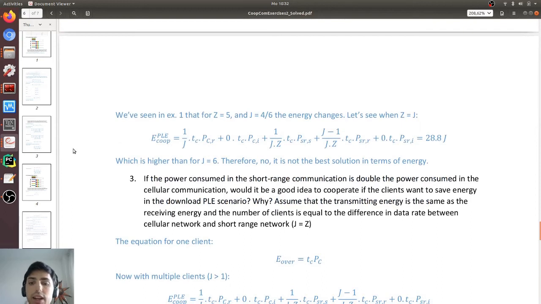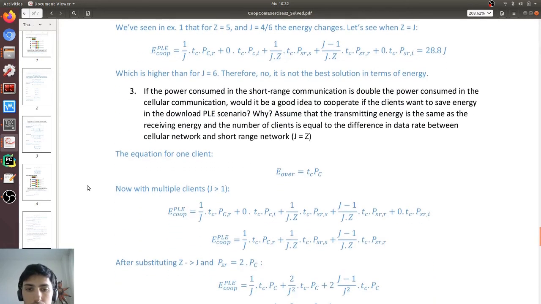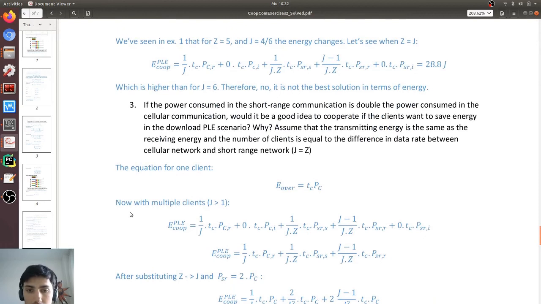Okay, so we had exactly the same equation for one client, which is T sub C multiplied by P sub C. And now we have multiple clients. So we have the energy in the parallel local exchange for cooperation when J is bigger than 1. This is already calculated, of course.